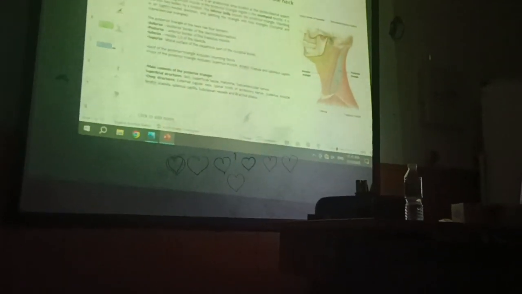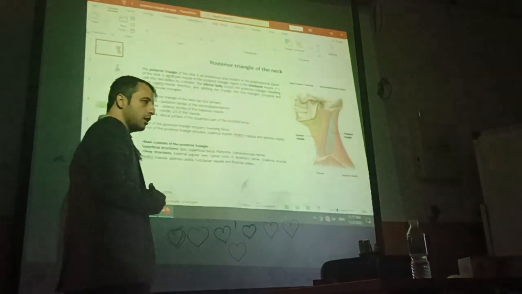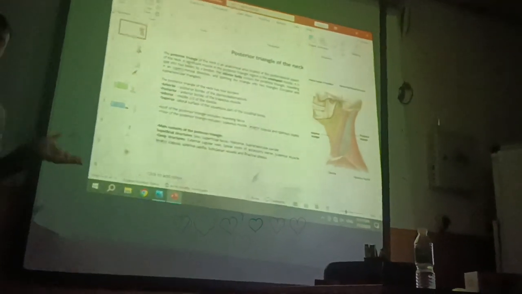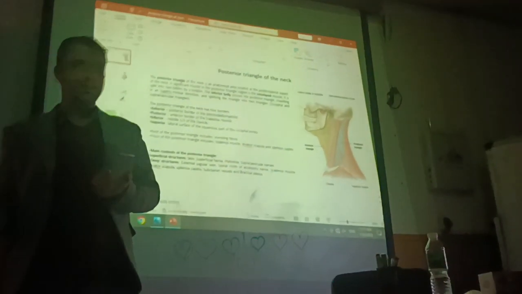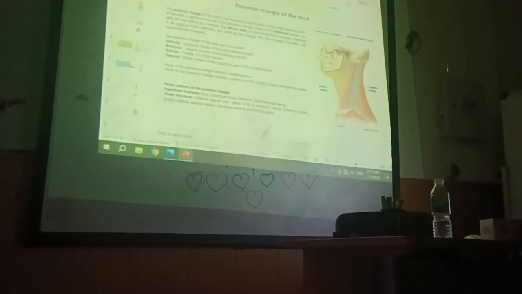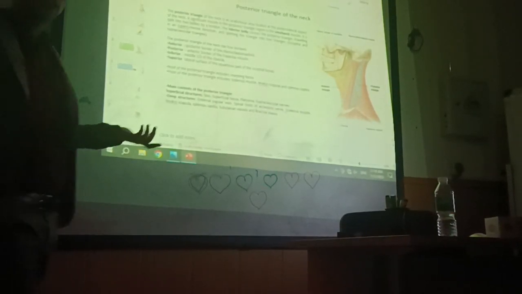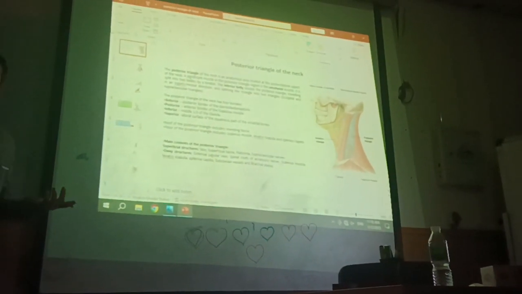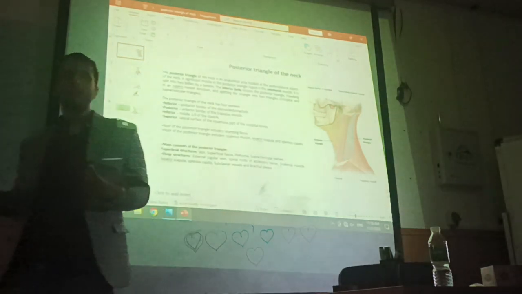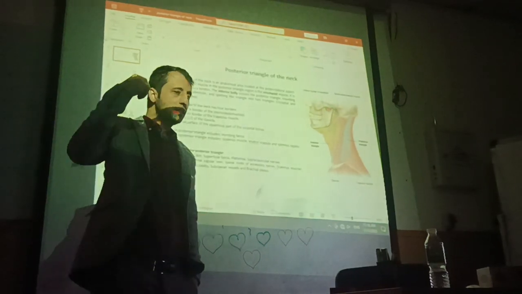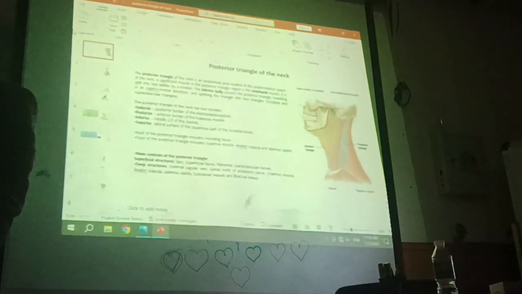The structures located in the posterior triangle are of two types: superficial structures and deep structures. What are the superficial structures? The superficial fascia, and the structures in the superficial fascia, like the platysma muscle, the external jugular vein, and the supraclavicular branches of the cervical plexus. Okay, and then we arrive at the deep structures.